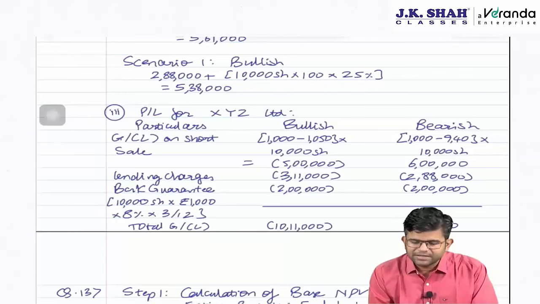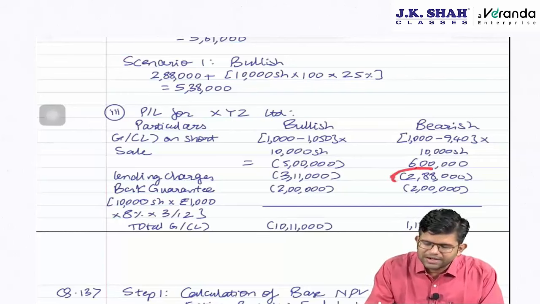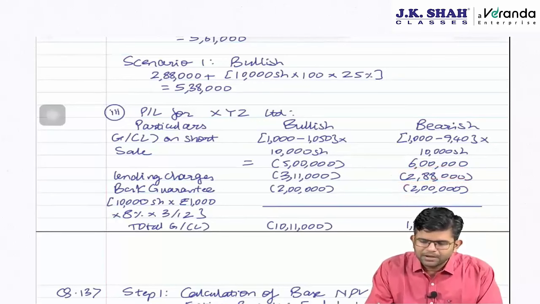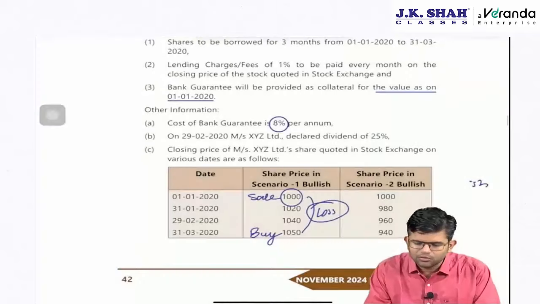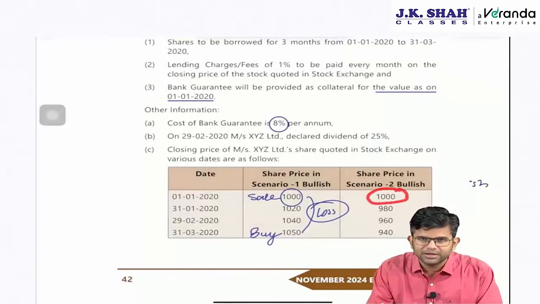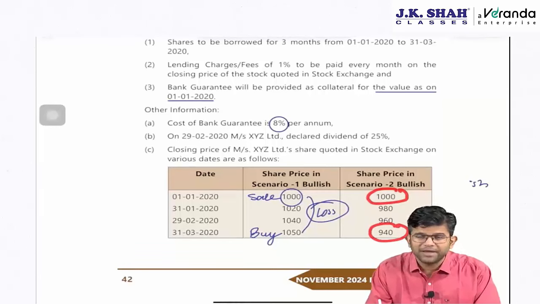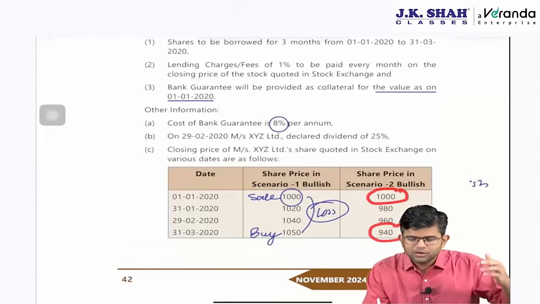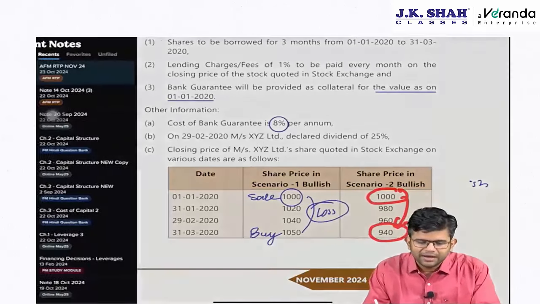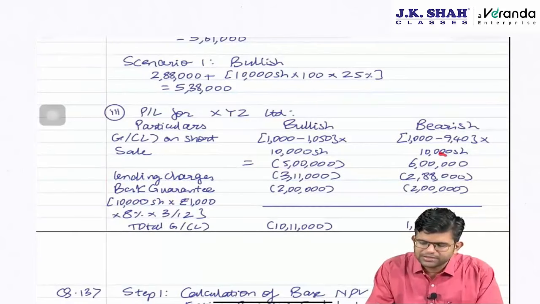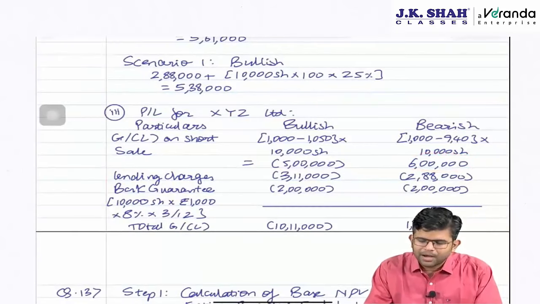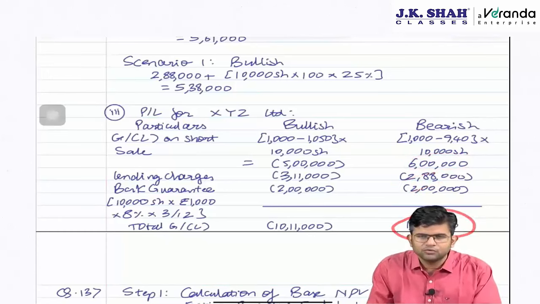Now as far as bearish is concerned, the lending charges we have already discussed, and the bank guarantee charges will remain the same. Now what is this 6 lakh? I'll tell you. Can I say there is a sale at 1,000 here in the bearish and a buy at 940? So in bearish, they will gain. Sale at 1,000, buy at 940, there is a gain, and that gain on 10,000 shares comes to rupees 6 lakh. Apart from this 6 lakh, of course, lending charges and bank guarantees are there. So the net profit here comes to 1,12,000.